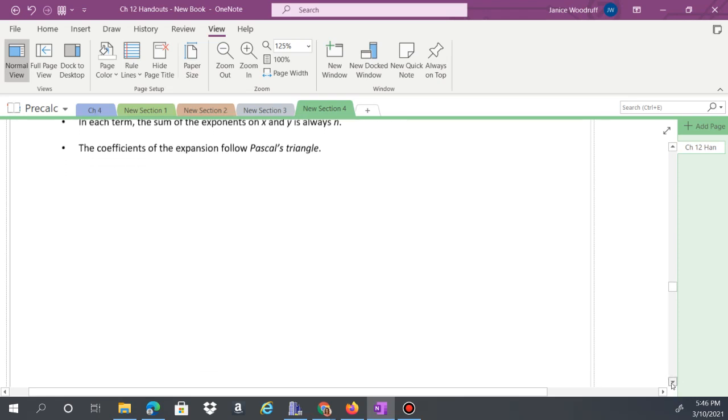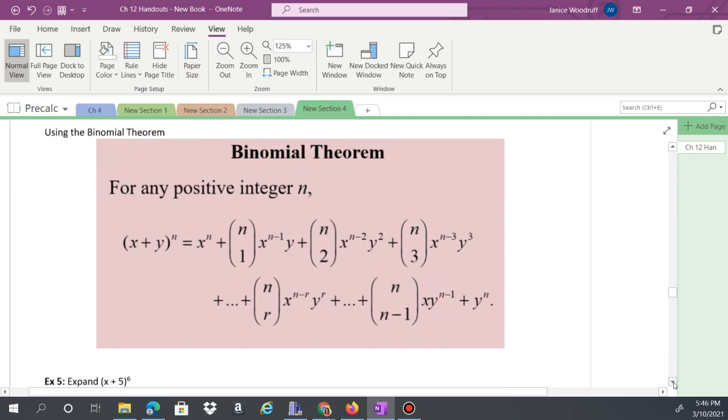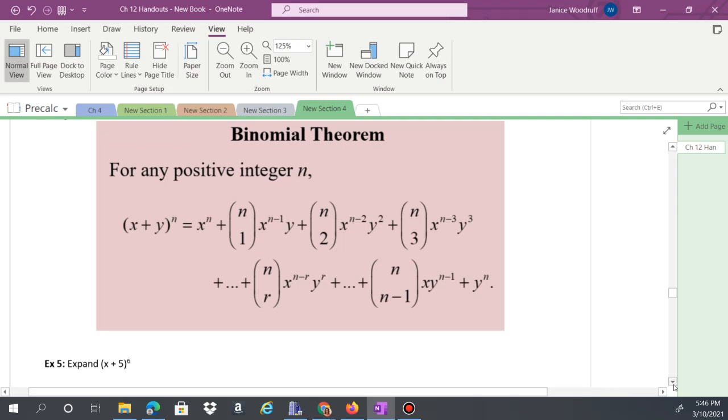And the coefficients actually follow a pattern, and that pattern is going to be Pascal's triangle. So we're going to use Pascal's triangle to do our expansion, but I want to show you what the binomial theorem is first, because there's going to be two different ways to solve this. I'm going to show you the first way, and then I'm going to show you with using Pascal's triangle.